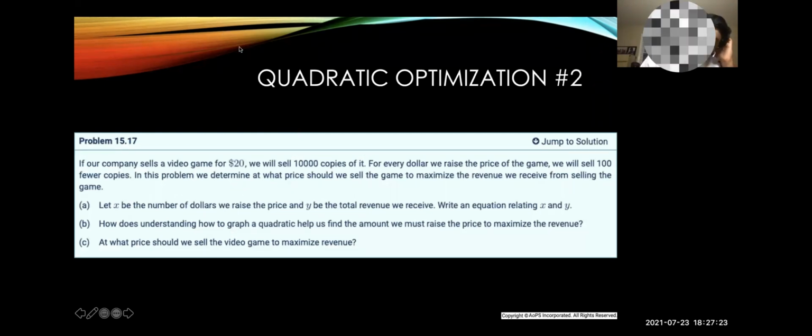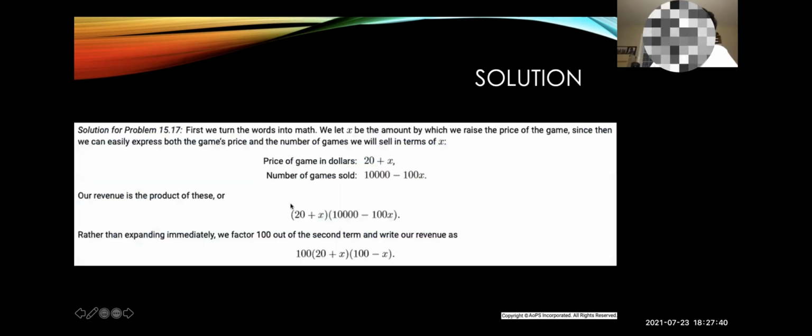Okay, I think I actually put up the answer by accident for a little bit, so we're just going to go over this problem now. It says if a company sells a video game for $20, they'll sell 10,000 copies of it. For every dollar we raise it, they'll sell 100 fewer copies. So essentially, figure out when you will get the highest amount. This is the price per game in dollars, and this is the number of games sold. So price times quantity will equal your total amount of revenue.